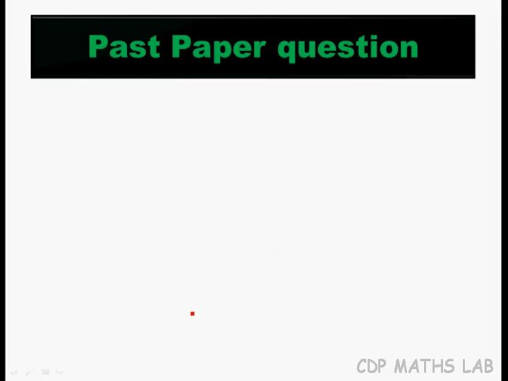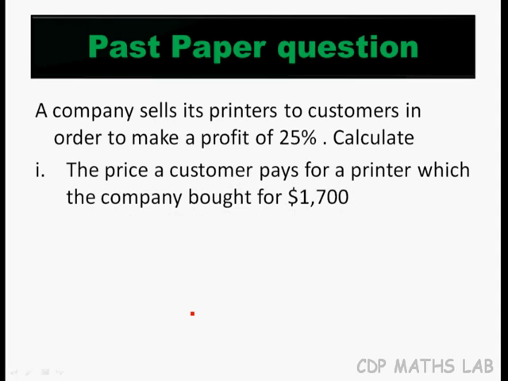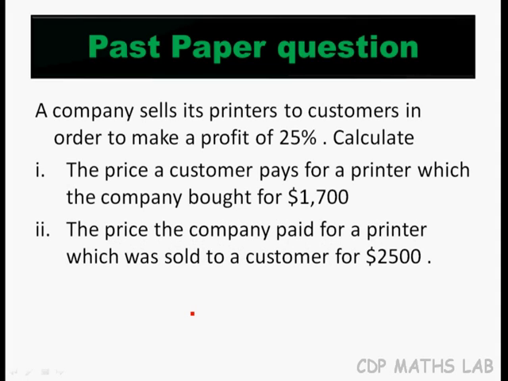Favorite section again. So I'm generous. May I give you another question, a past paper question. And yes, all the other videos will have past paper questions. It says a company sells its printers to customers in order to make a profit of 25%. Calculate 1. The price a customer pays for a printer which the company bought for $1,700. Part 2. Calculate the price the company paid for a printer which was sold to a customer for $2,500.